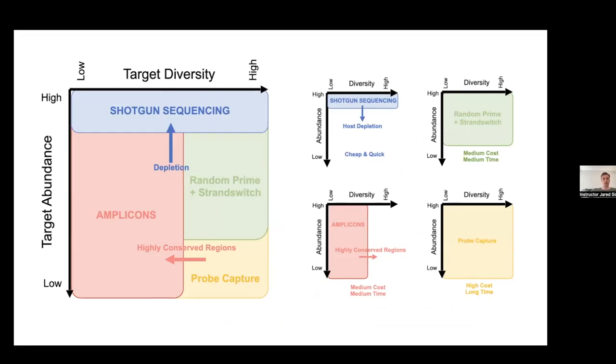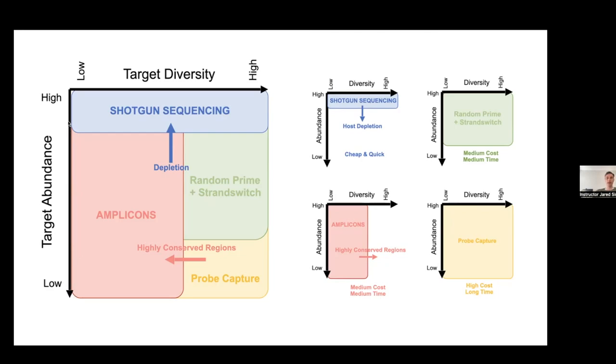Now, the choice of strategy, whether you're going to do shotgun, probe enrichment, or amplicons, really depends on two factors. The first factor is just your target abundance. In real clinical samples, taking coronavirus for example, you don't necessarily recover a lot of viral RNA. Sometimes you can have tiny, tiny amounts of viral RNA, where if you just do, say, metagenomics of all the RNA from your nasopharyngeal swab, you won't recover enough sequencing reads to detect whether SARS-CoV-2 is there. So that would be a case where we have very little target abundance.